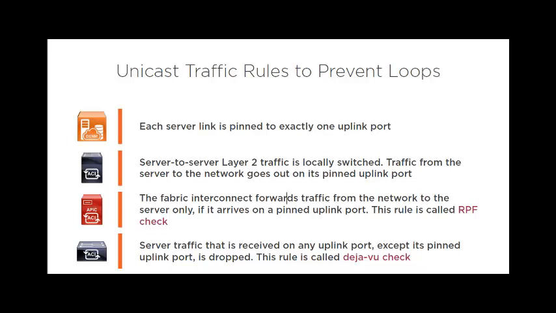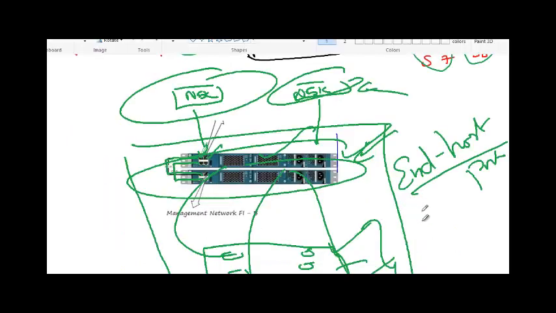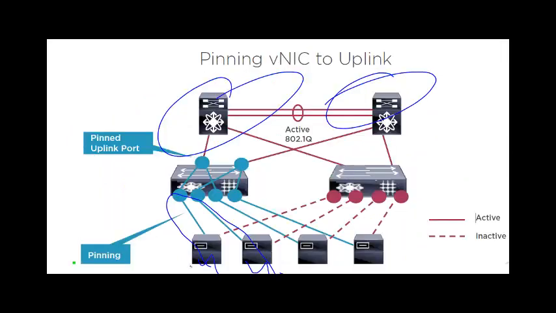See, A is talking to B. A is a server. It talks to B somewhere here. Now B responds. If the response comes back to the same port via which it was sent from A, only then will it forward the traffic. Otherwise, it will simply drop the traffic.